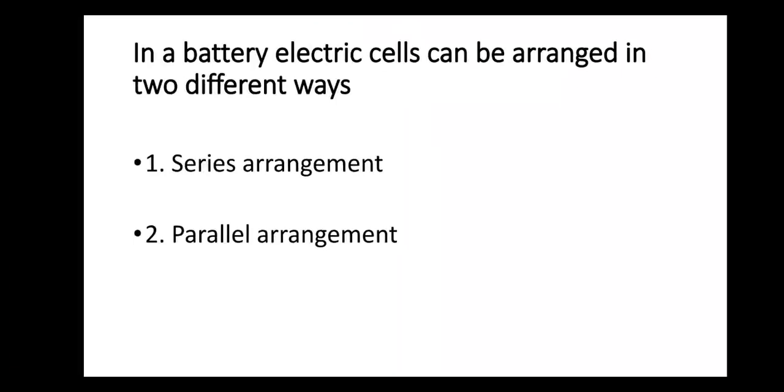In a battery, electric cells can be arranged in two different ways. Remember, a battery is nothing but an arrangement of the electric cells. And you can arrange these cells in two different ways, either in series arrangement or a parallel arrangement.